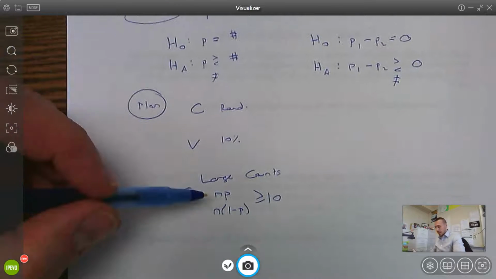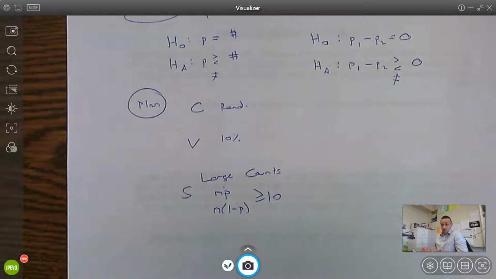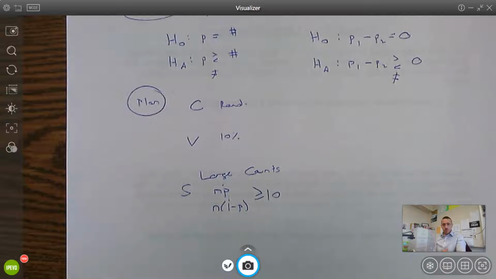Now, if you remember back to confidence intervals, this was p hat, the sample proportion. Well, now I have a claim for the real proportion, so I'm going to use that. Again, my advice, don't ever use symbols, just substitute in the numbers to be safe.